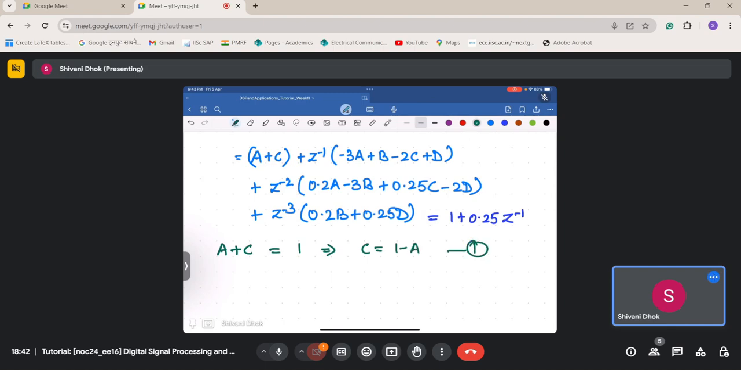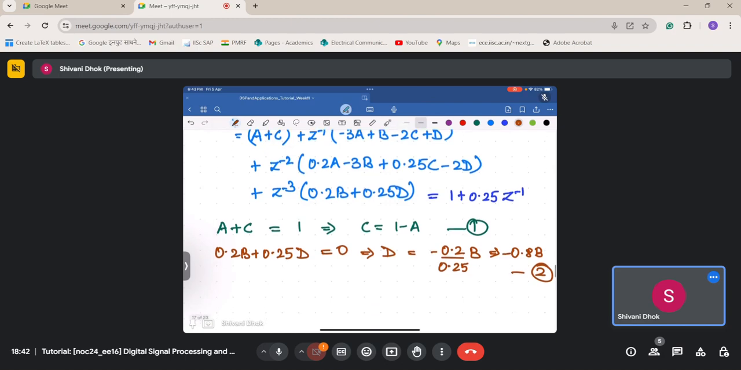Then we have, so this equation is done. Then we have this equation. So we have 0.2p plus 0.25d equal to 0, which means that d is equal to minus 0.2 upon 0.25b, which means that this is minus 0.8b. Now we are left with two more equations.